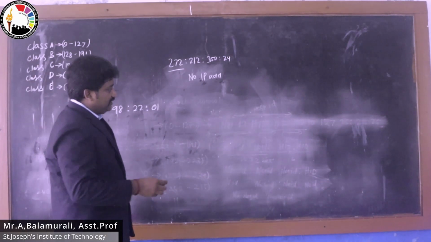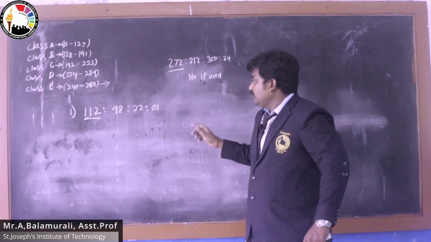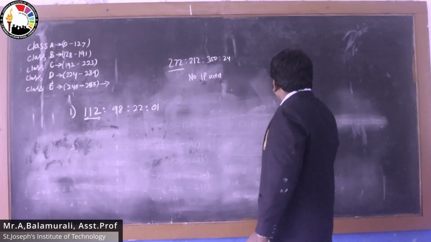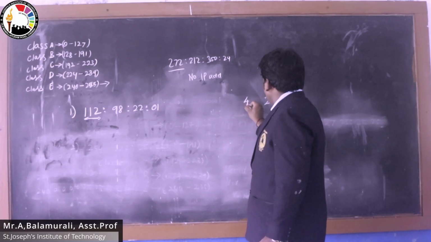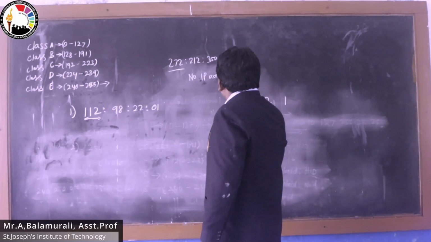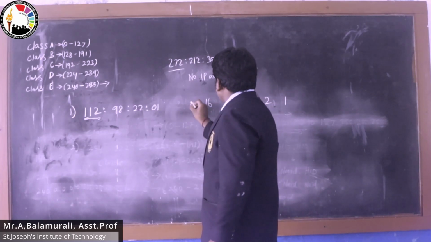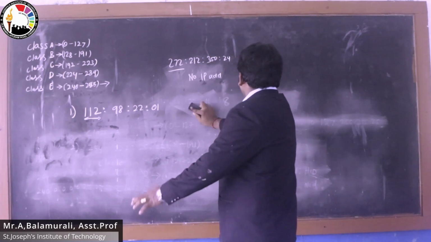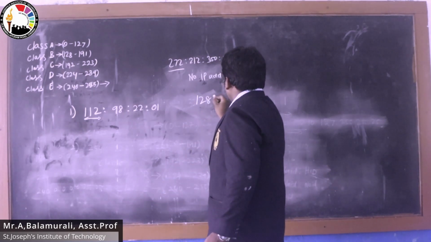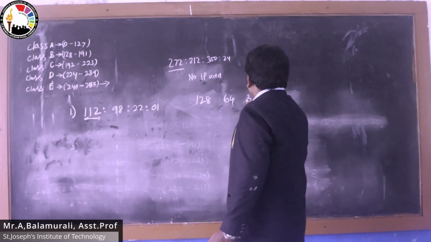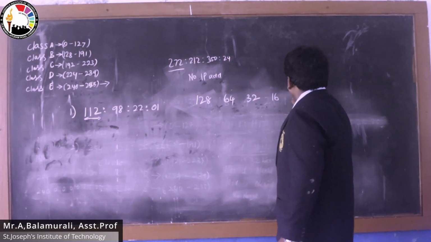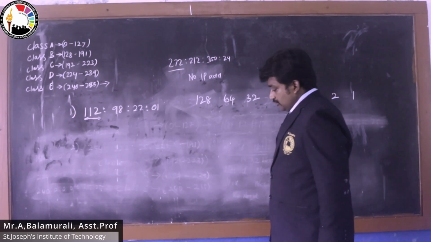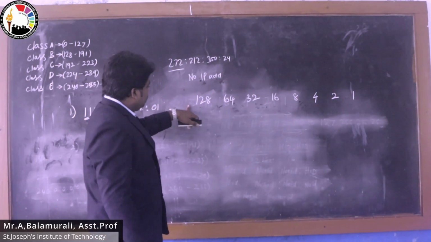So first you write down how many bits, as I already told you. Each partition has 8 bits. So now you write the 8-bit ranges: 128, 64, 32, 16, 8, 4, 2, 1. So totally 8 bits, right? So I wrote those 8 bit values.